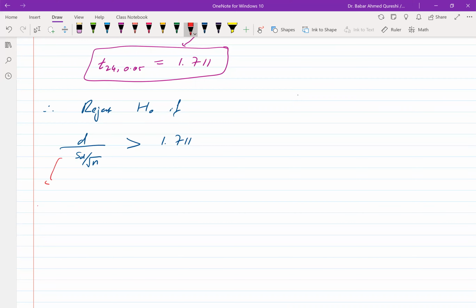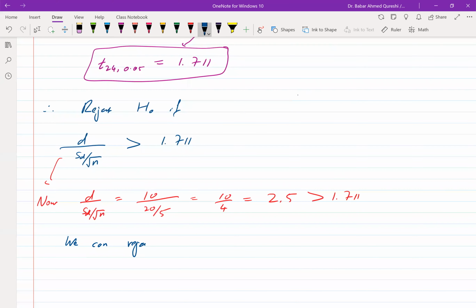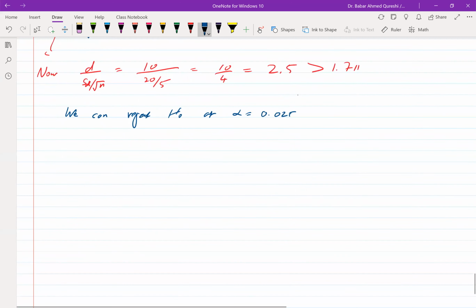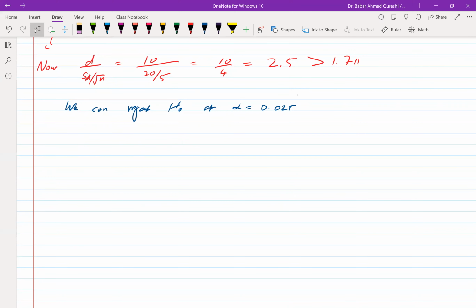Now I can compute this. Twenty over 5, which is bigger than this. So we can reject H naught at alpha 0.025. So there was enough evidence to reject H0 and accept H1, that the average hours put in by wives is more than the husbands.